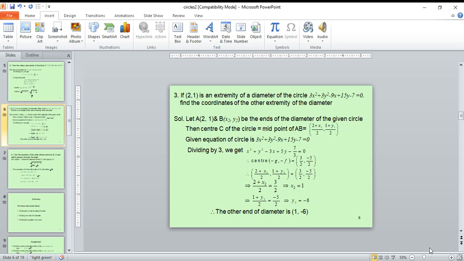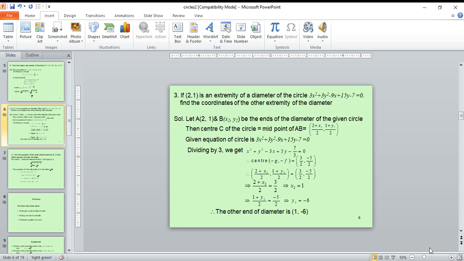Minus 7 by 3 equal to 0. So compare this equation with the general circle equation, x square plus y square plus 2gx plus 2fy plus c equal to 0. So x square equal to x square, y square equal to y square, 2gx equal to minus 3x. Therefore, 2g equal to minus 3, g equal to minus 3 by 2. And 2fy equal to 5y, 2f equal to 5, so f equal to 5 by 2.